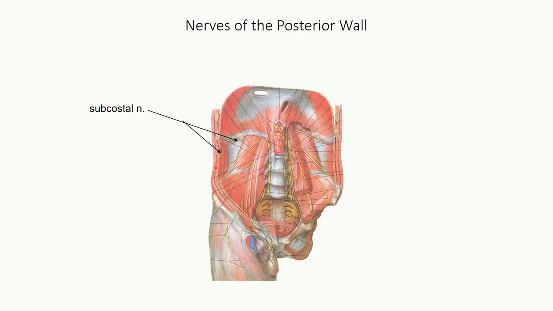It eventually will pierce through, giving off a lateral cutaneous branch, and then the remainder of it will continue along to the front, supplying segmental innervation to the oblique musculature, as well as cutaneous sensation in this region below the umbilicus.